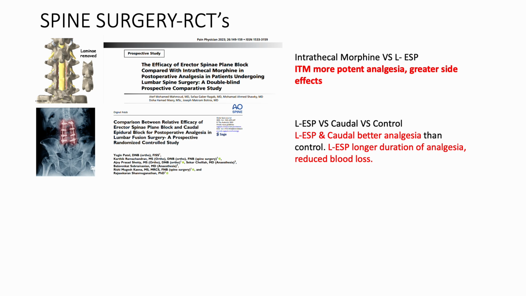Similarly, in another randomized controlled trial which compared lumbar ESP block versus caudal epidural versus control in patients undergoing spine fusion surgery, what was shown was that lumbar ESP and caudal provided better analgesia than control. Lumbar ESP block provided longer duration of analgesia than caudal block and also reduced intraoperative blood loss more than caudal analgesia.